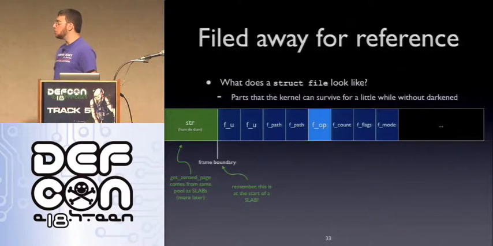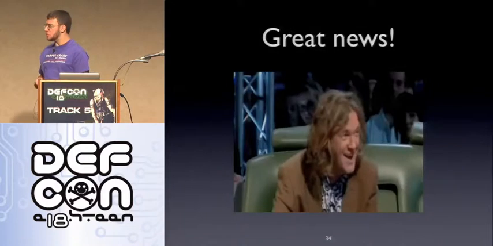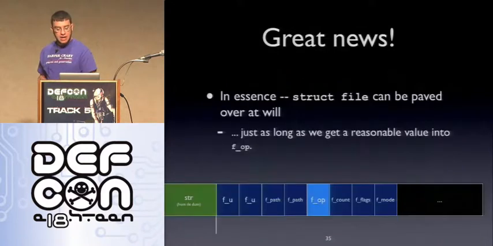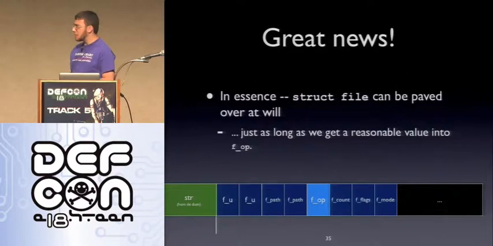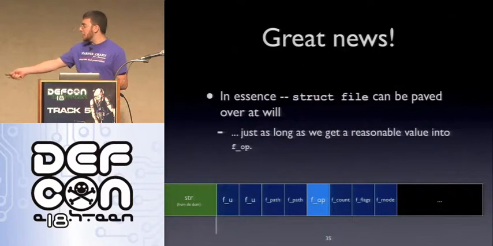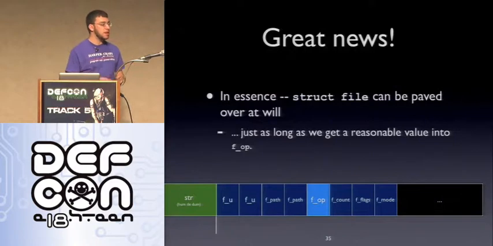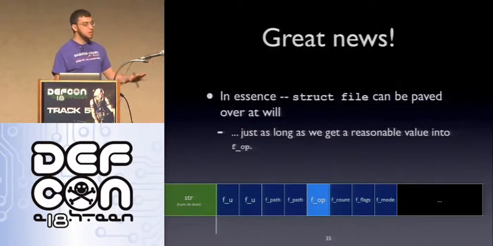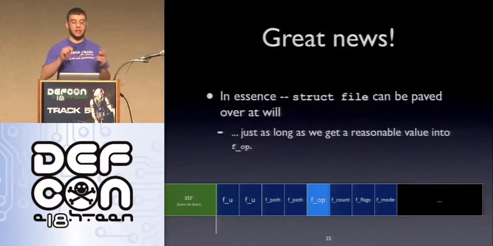But there's only one pointer in here. There's only one member of this struct that really matters, and that's fop. Great news. That's really good news. That means that we can pave over this struct file if we want. We can pave over the beginning of it, we can pave over the end of it, as long as we get something that we're okay with in that file operation structure. The rest of the struct file can be smashed for a little while.